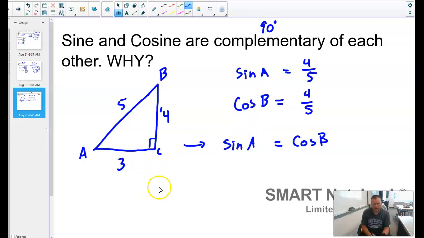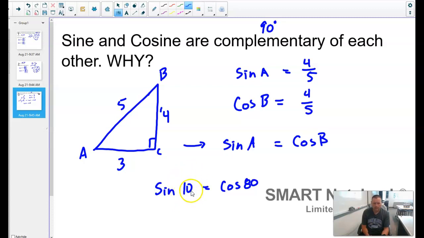So let me give you an example. If I had the sine of 10 degrees, so angle A was 10 degrees, that has to be equal to the cosine of 80. That's going to be the same ratio, whatever those angles are.